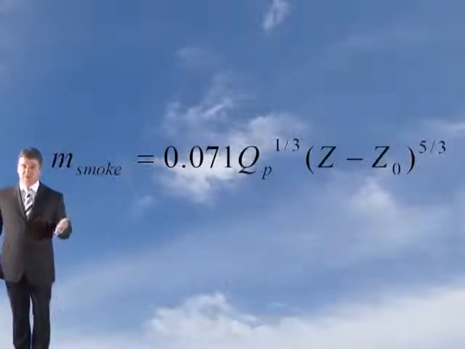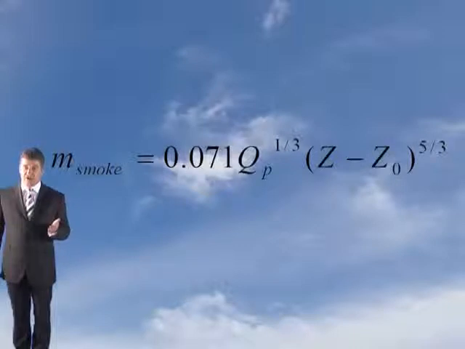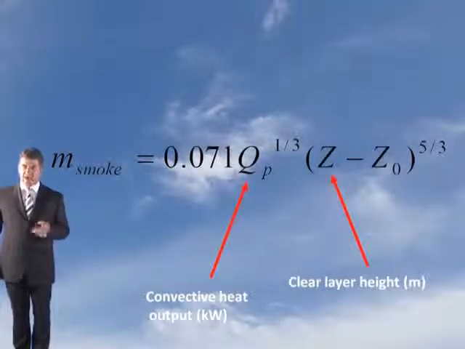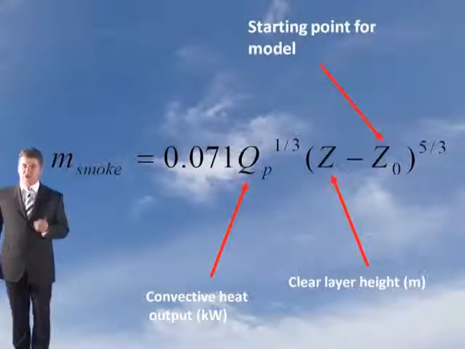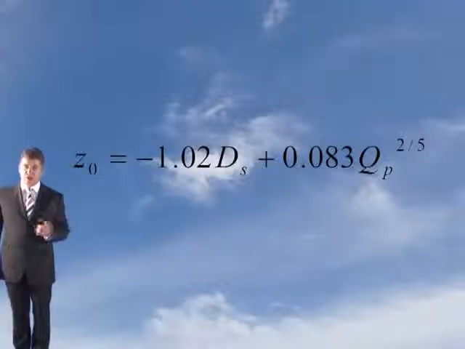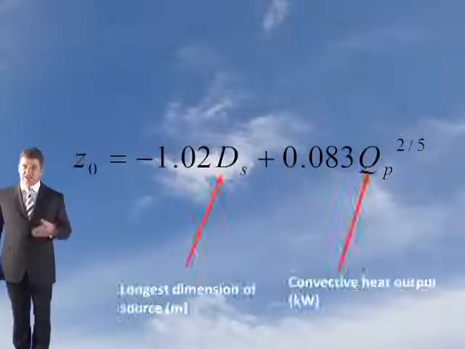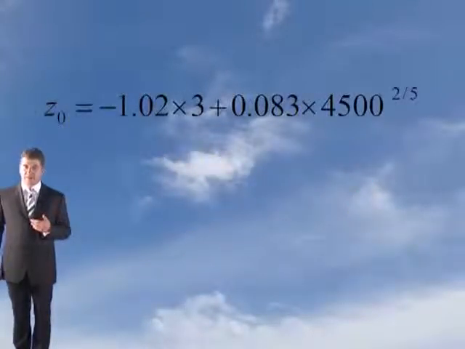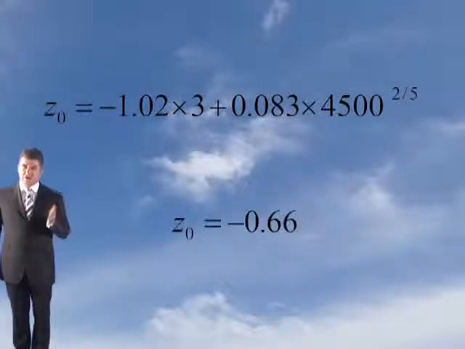M smoke equals 0.071 QP to the 1/3 times Z minus Z0 to the 5/3, where QP is your convective heat output, Z is your clear layer height, and Z0 is your starting point for your model or your virtual source. Now you need to work that out first, and you should have used this formula to work it out. Z0 equals minus 1.02 ds plus 0.083 times QP to the 2/5, where ds is your longest dimension of your source and QP would have been your convective heat output. If you'd have put them in the formula, you'd have got a Z0 of minus 0.66. That's your virtual source.